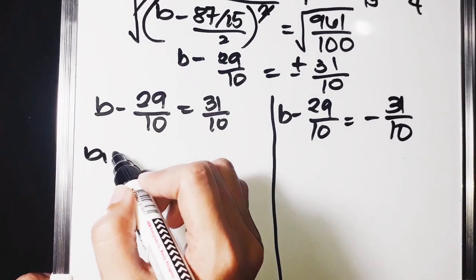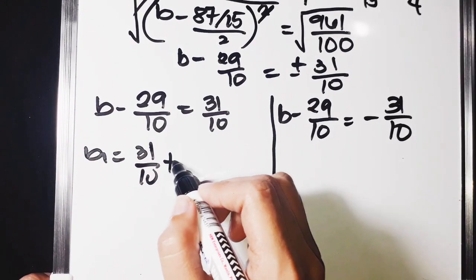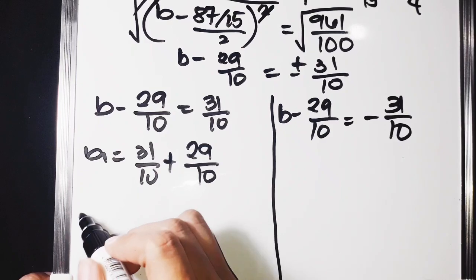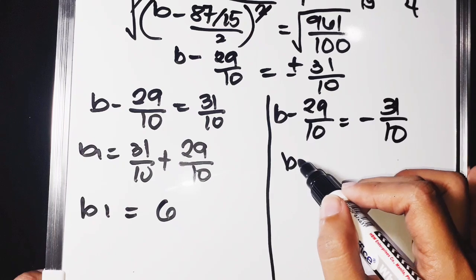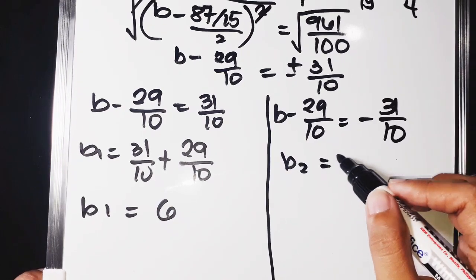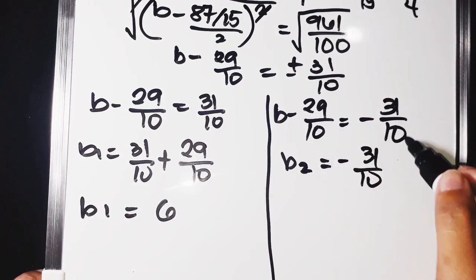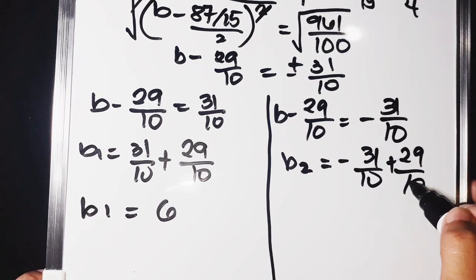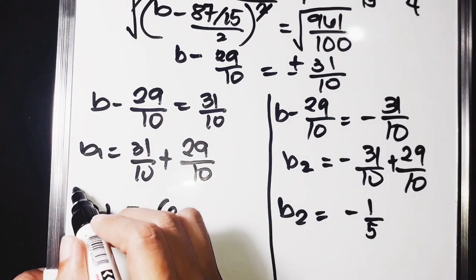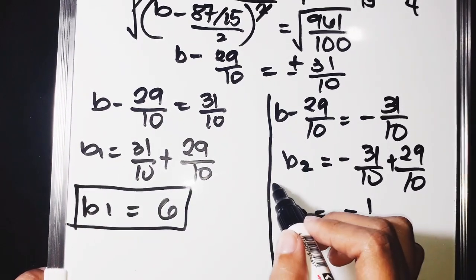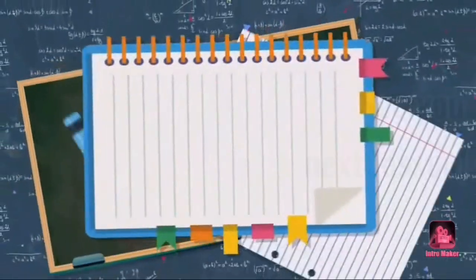Our first root, copy 31 over 10, transfer 29 over 10 to the other side of the equation, plus 29 over 10. Our first root is 6. Second, our second root is negative 31 over 10, transfer plus 29 over 10. Our second root is negative 1 over 5. So here are the roots of the equation, 6 and negative 1/5.